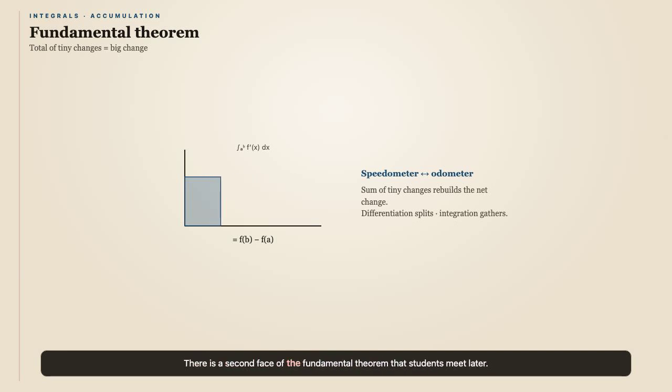There is a second part of the fundamental theorem that students meet later. Define a running area function by integrating from a fixed starting point to a moving end x. Then the derivative of that running total, with respect to x, is exactly the original height function at x. In words, the edge strip you add when you widen the interval a little is the new contribution. Differentiation recovers the integrand from the accumulated area. Integration and differentiation keep trading places, each undoing the other when the hypotheses hold.